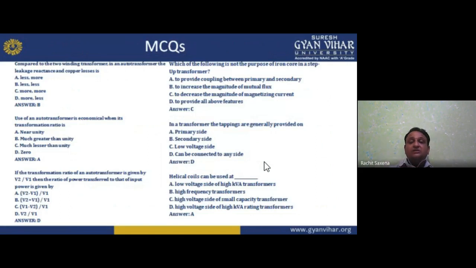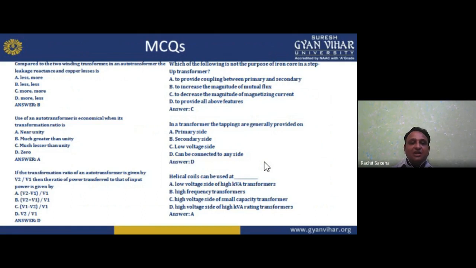Now this is a multiple choice question related to the auto transformer. Compared to the two winding transformer, in an auto transformer the leakage reactance and copper losses are less, more, less, more, less. So we have less and less. Less leakage reactance because we have the mutual flux, and copper loss is also less, with only one winding instead of two windings. So use of an auto transformer is economical when the transformation is near unity.